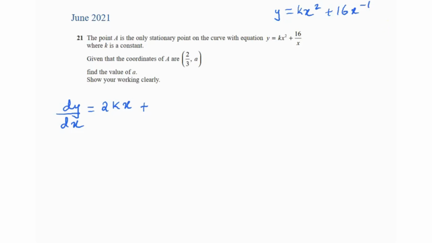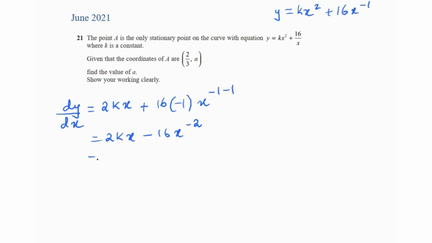So now when I differentiate this, I bring the -1 down. So it's 16 times -1, and then subtract 1 from the power. So that's 2kx minus 16 times x to the power of -2.